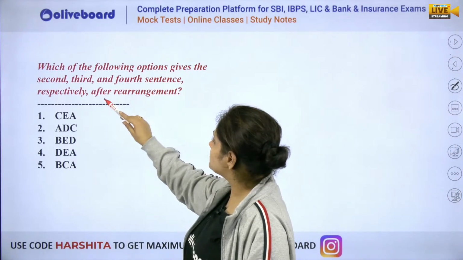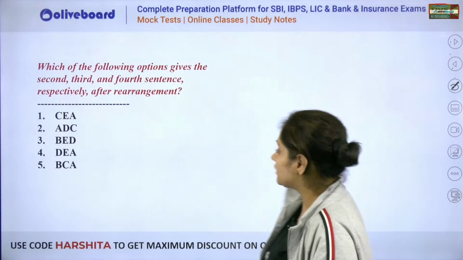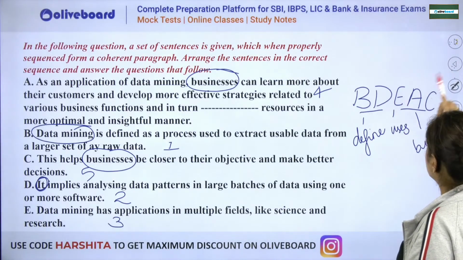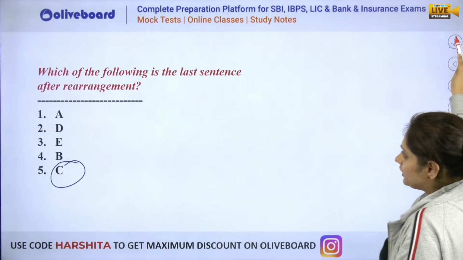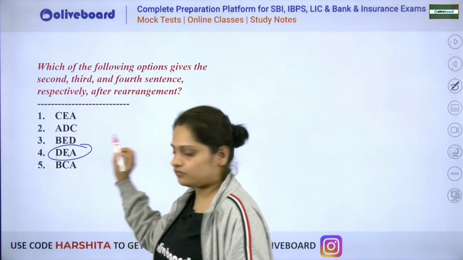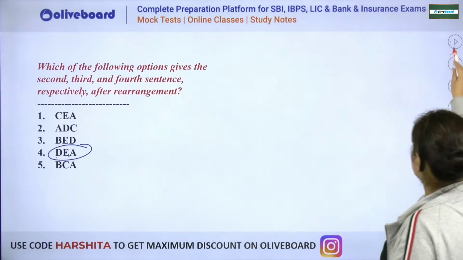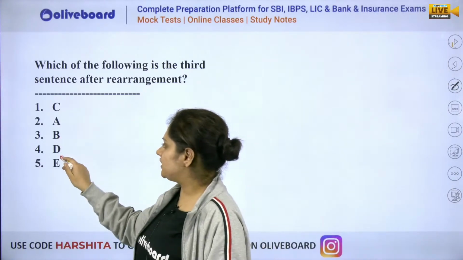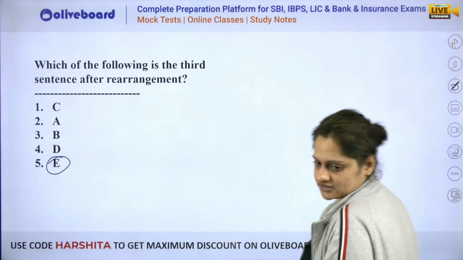Which of the following gives the second, third and fourth? See how they have cleverly asked your question. In one question itself, they have asked 3. D, E, A. Second, third and fourth, which one are there? D, E, A. D is second, E is third, fourth is A. Okay, so they have changed and twisted the question. Third sentence, B, D, E, A, C. E is your third sentence.